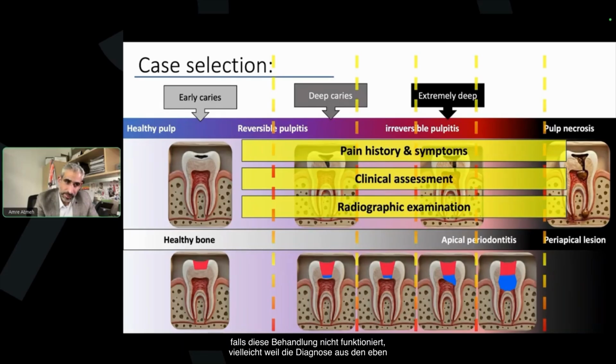And maybe that's why whenever we provide treatment, we have to think about alternative options if that treatment didn't work, maybe because the diagnosis was not accurate due to the reasons I have just mentioned. But anyway, the more carefully you collect information from the patient about their complaint, about the pain, and the clinical assessment combined with radiographic examination, that is what helps you identify the problem and provide the best treatment option.